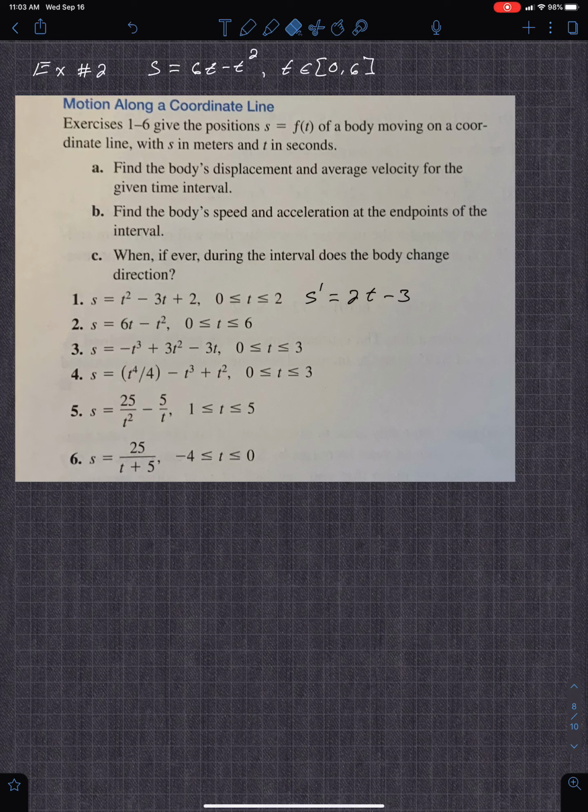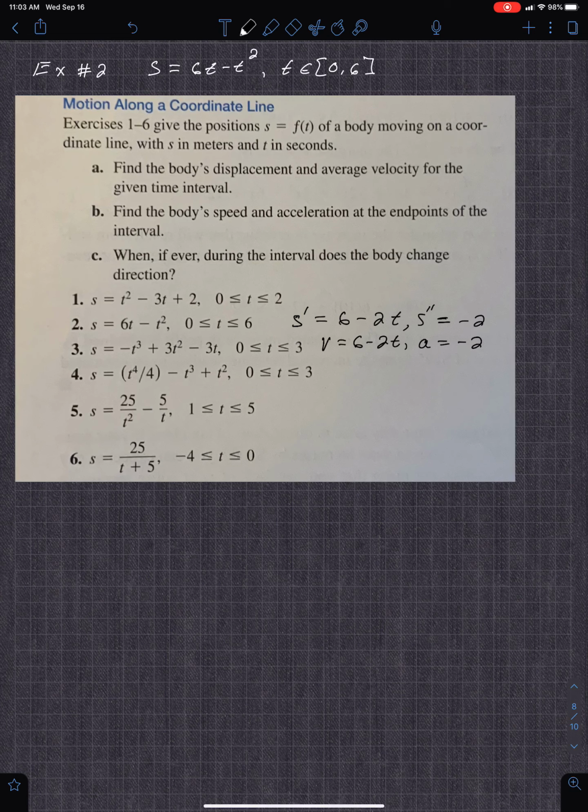Oops, I'm at the wrong one. I did 1. We're doing 2. I knew because the interval was wrong when I was looking at it. So, okay, S prime is just 6 minus 2t. S double prime is negative 2. So it's basically a constant acceleration. Let's use the notation v. So v is 6 minus 2t, and so a would be negative 2.